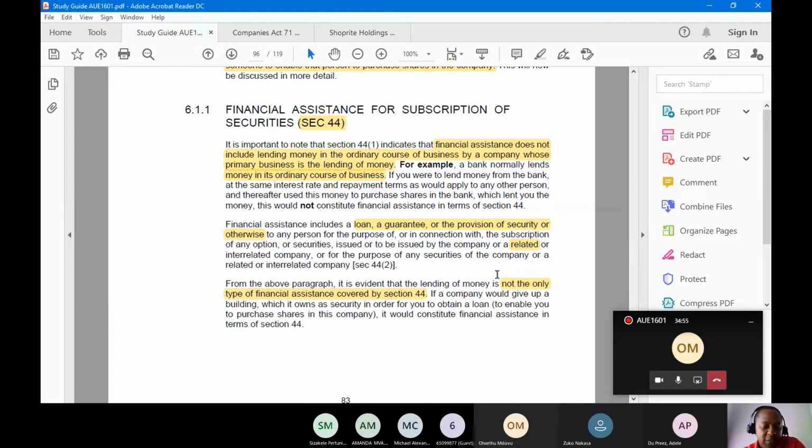One other thing to note is from the above paragraph, it is evident that the lending of money is not the only type of financial assistance covered by Section 44. If a company would give up a building which it owns as security in order for you to obtain a loan that is to enable you to purchase shares in this company, it would constitute financial assistance in terms of Section 44. So what that basically means is getting financial assistance does not necessarily need to be money.